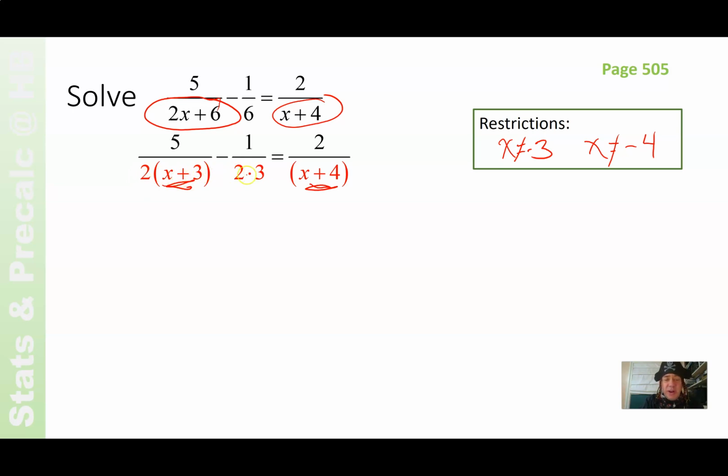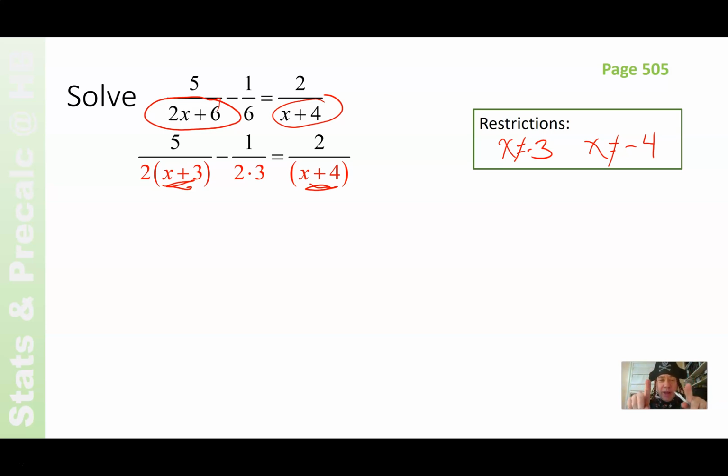Here's a factor of 2. We've already got that covered. We need a factor of 3, and we need a factor of x plus 4. Going to go two different ways at this. We're going to look, and we're going to see what happens here.